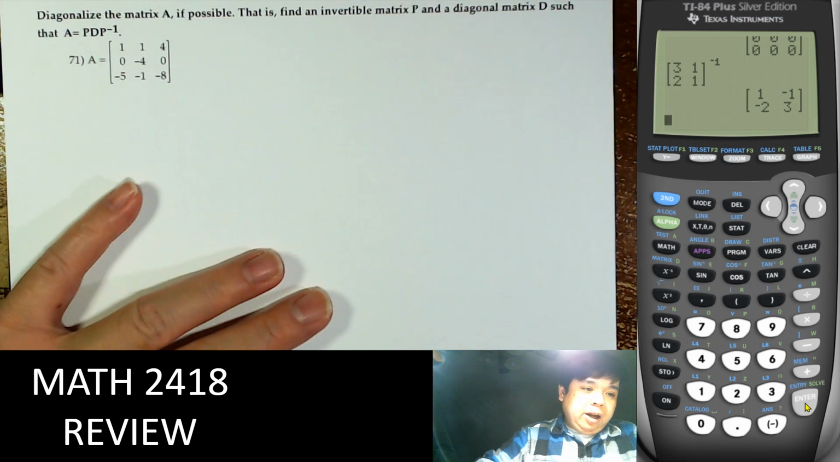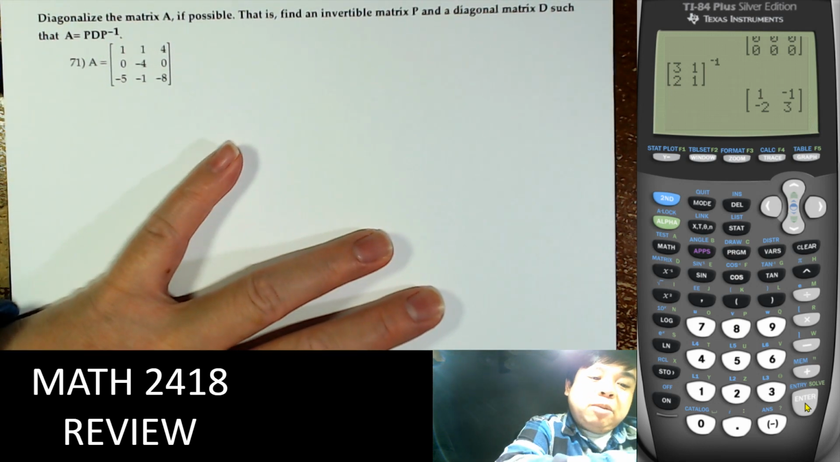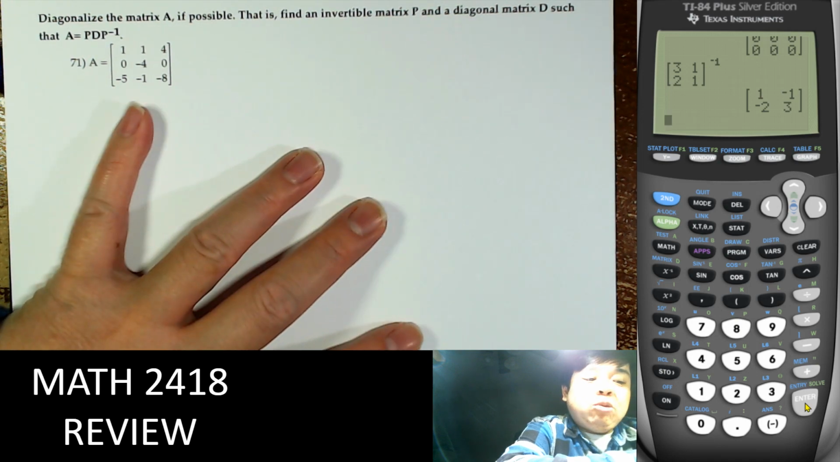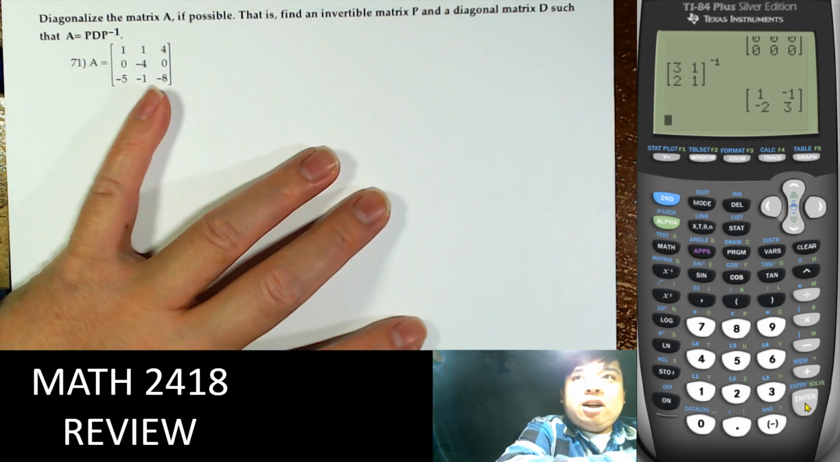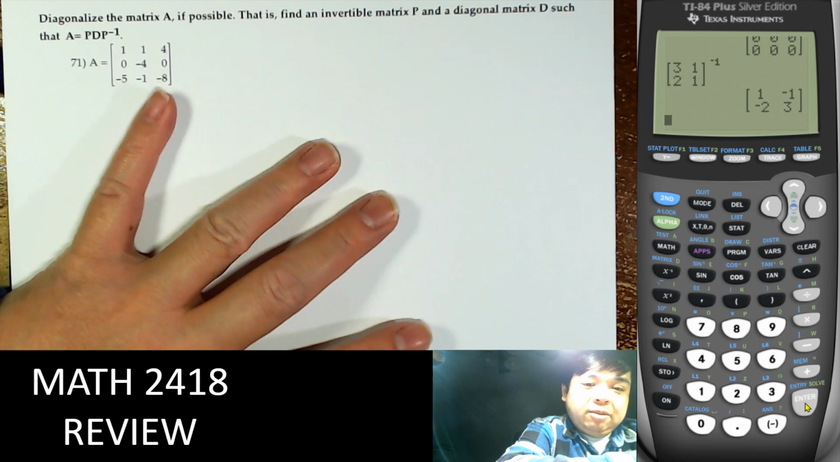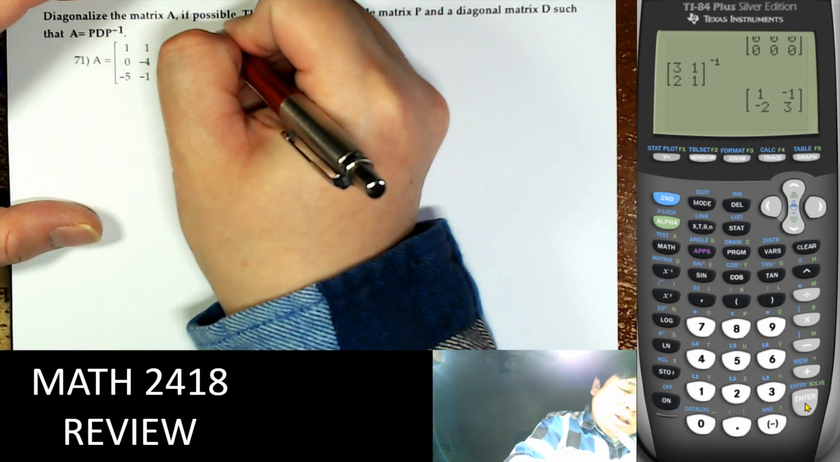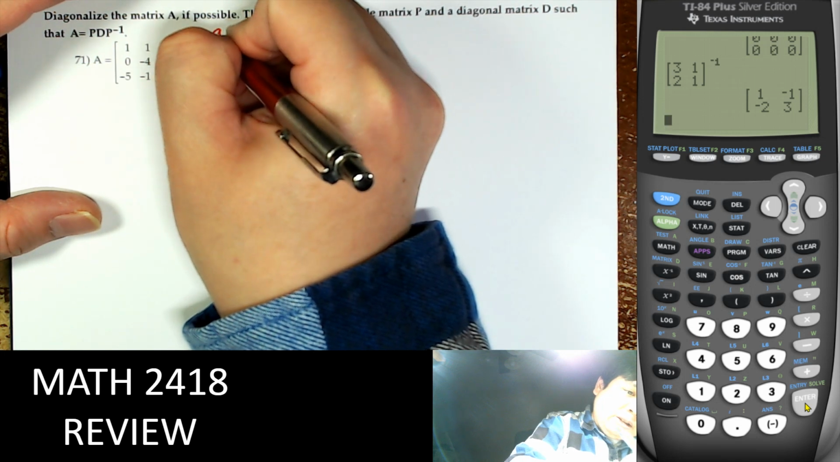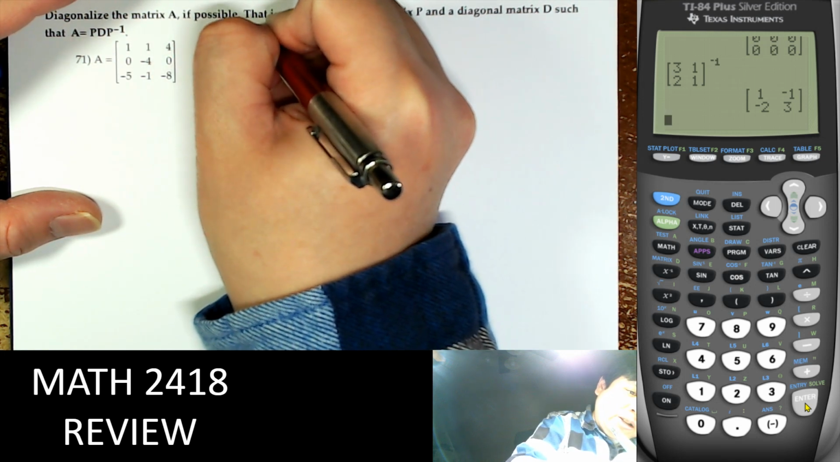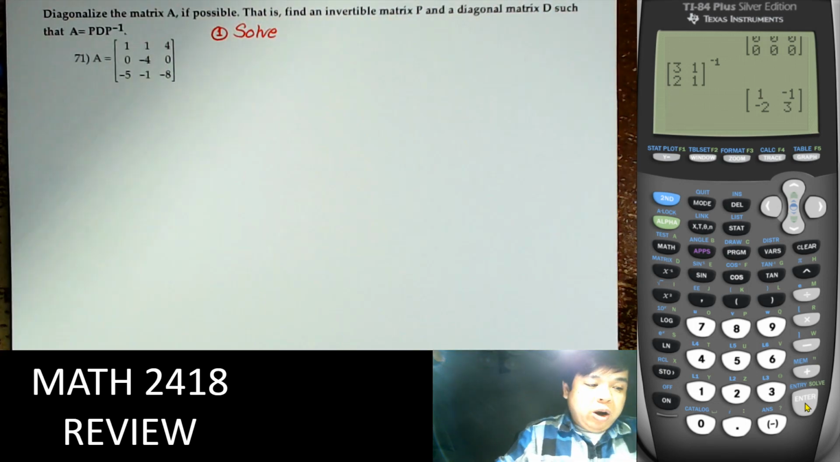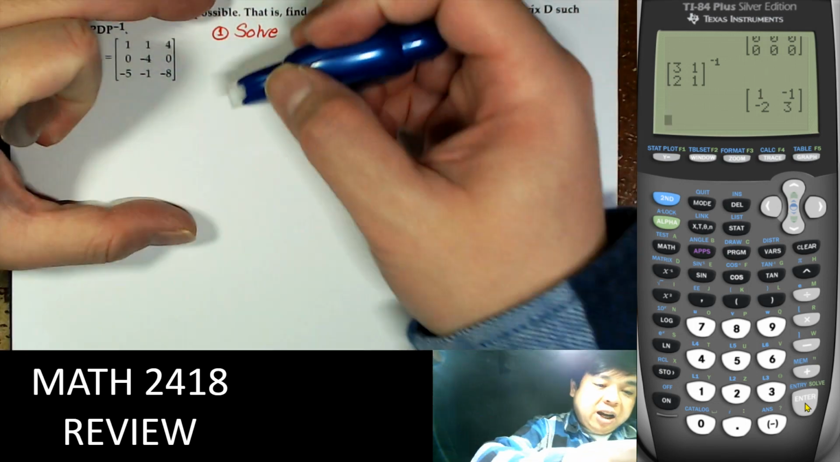Right. Next, diagonalize the matrix A if possible. That is, find the invertible matrix P and D. So this time we are only given the matrix. Now we just have to find the determinant and all of that. So that requires a little bit of work. Let's take the first step, which is to solve the characteristic equation, and after that we find eigenvalues.